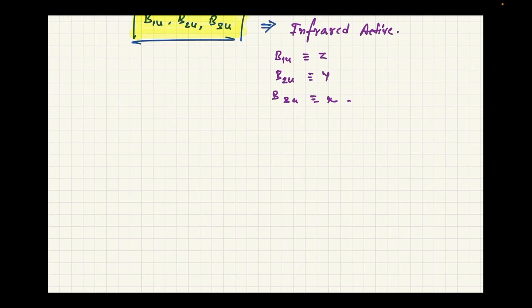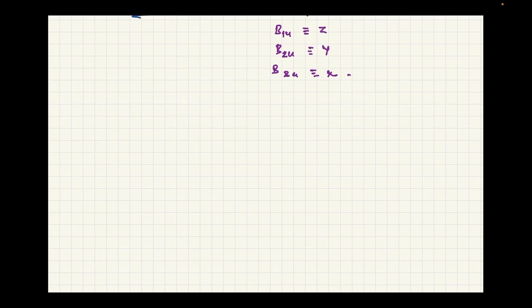So like this you can do it for any molecule or any point group. You can find out which vibrations will be infrared active, which vibrations will be Raman active, and in what direction, from the character table, by matching the representations of the normal modes with the representations of the linear and quadratic functions from the character table. Okay. Now similar question number 3.